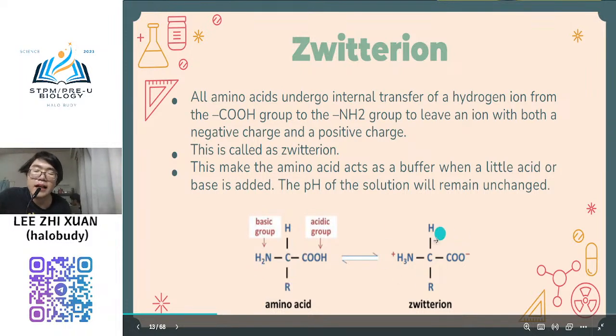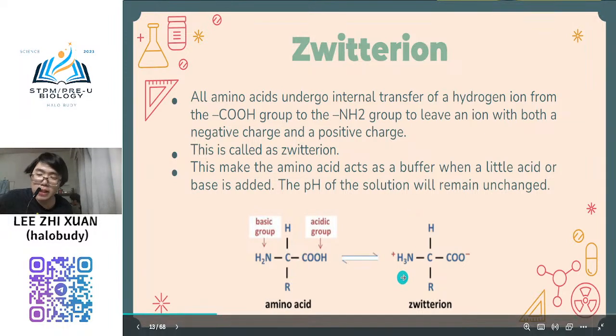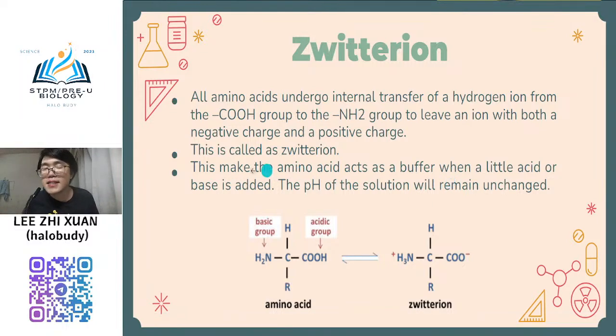And this type of structure is what we call a zwitterion. Due to this structure, amino acids can also act as a buffer solution. So when you add a little acid or base, the pH of the solution will remain unchanged. This is the function of the buffer.